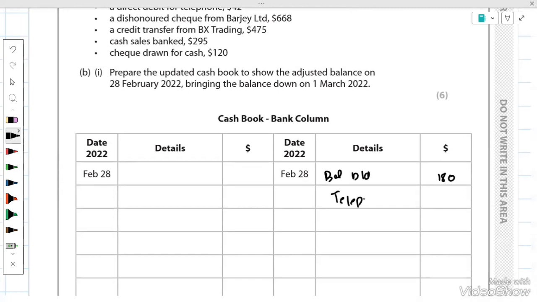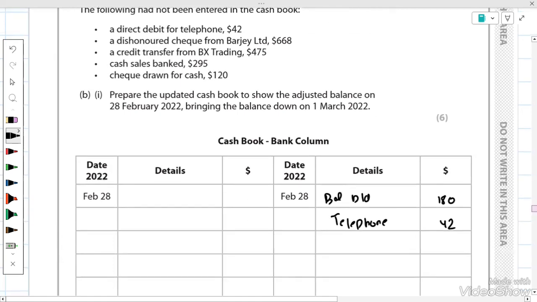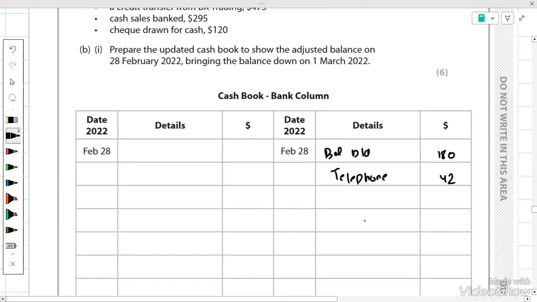So telephone 42. Okay. Dishonored check from Barjay Limited 668. So it will also be on the credit side because we recorded it on the debit side, thinking we had just received a check from our credit supplier, but after that we got to know that this check is basically a dishonored check. So that is why we have to deduct it from the credit side.